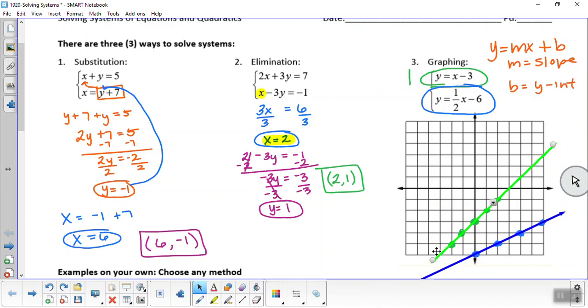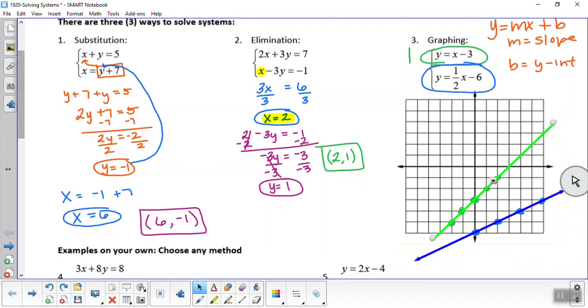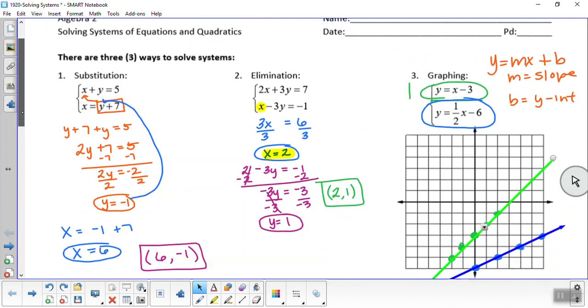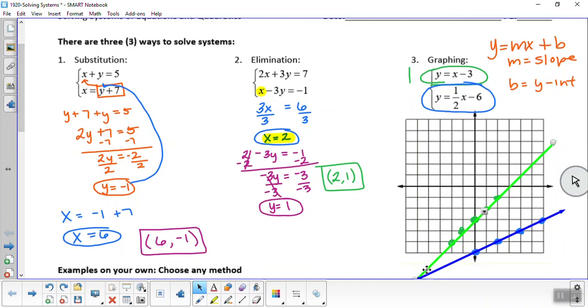So if these lines were to continue, I know I don't have enough room on my grid, they would eventually intersect. The intersection is your solution. That's what all these points that we have found. So in my substitution, these two lines will intersect at 6, -1. In my elimination, these two lines will intersect at 2, +1. Graphing, I have my picture, but I can't see where they actually intersect. So I am going to go to Desmos.